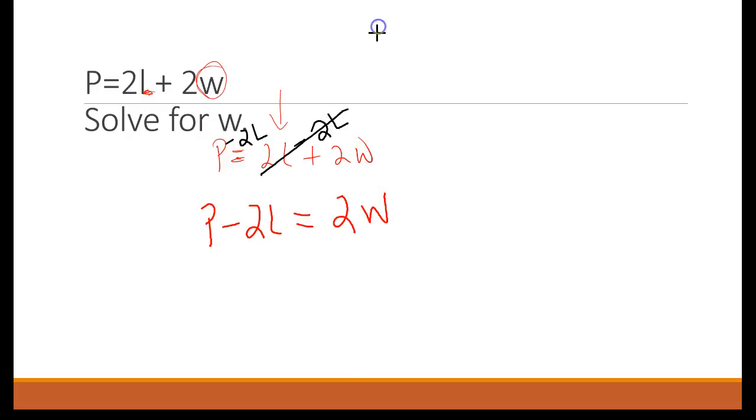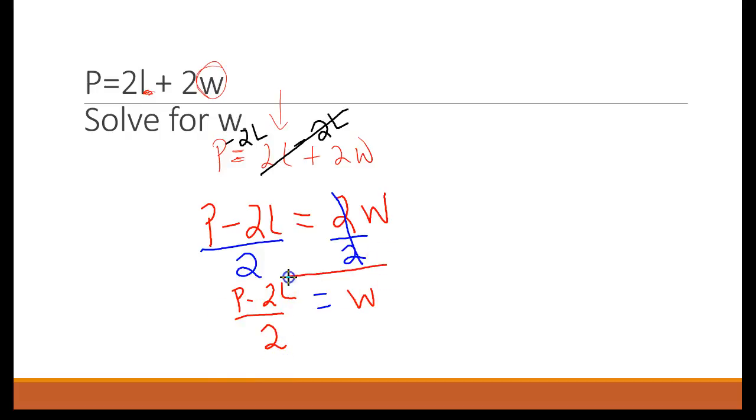Then we're going to get rid of this 2 by dividing, of course. The 2's cancel out, which is equivalent to 1W. It's just W. So W equals P minus 2L over 2. Let's continue.